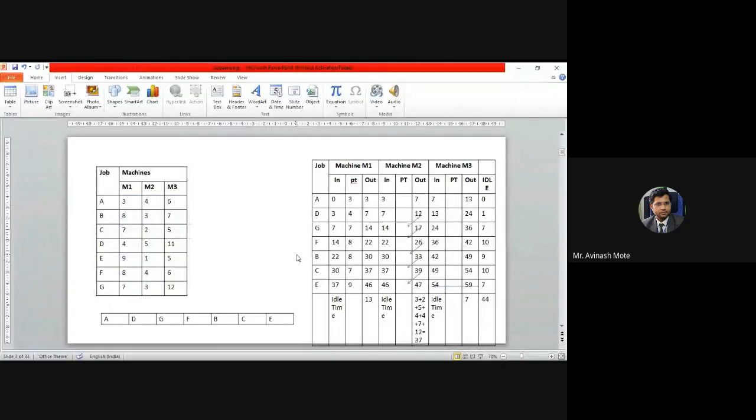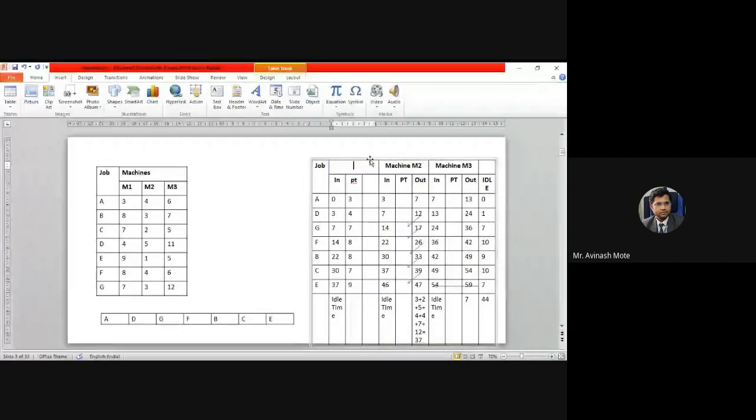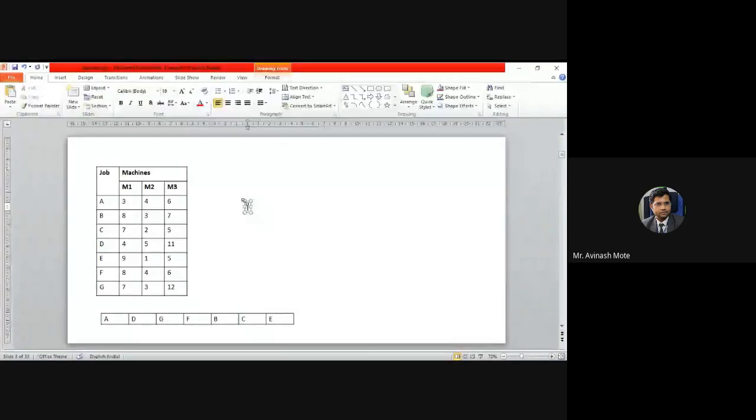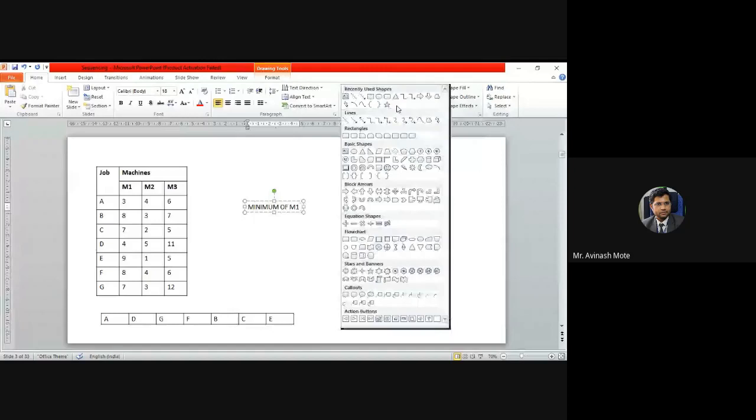Okay. Now, one condition you will have to check. Now listen very carefully before solving this problem. This type of condition may come in GATE or similar exams. Look here. Before solving this problem, see here, there is one condition. I'll delete this now. Okay, there is one condition. Minimum of M1 must be... Now where is the symbol? Just a minute.